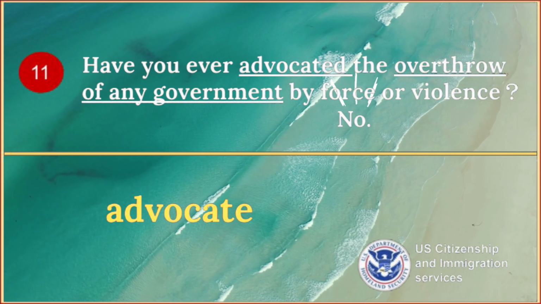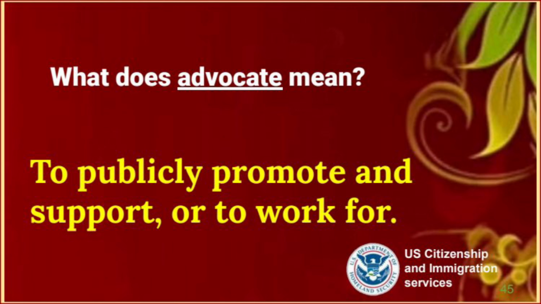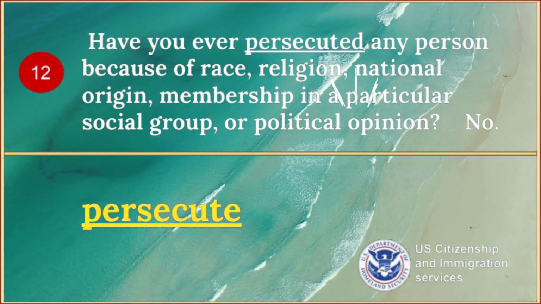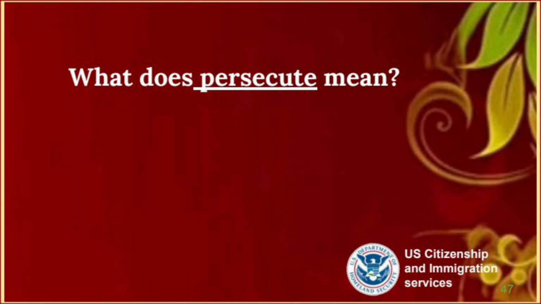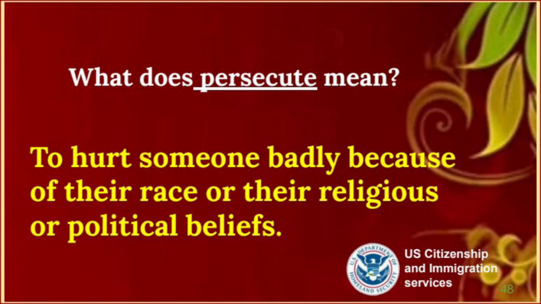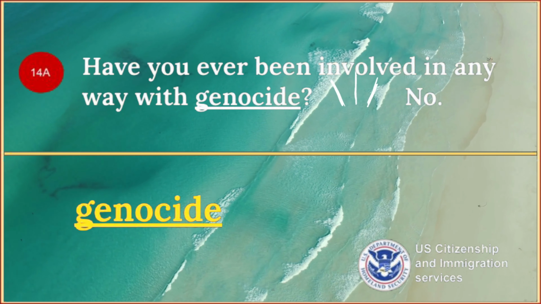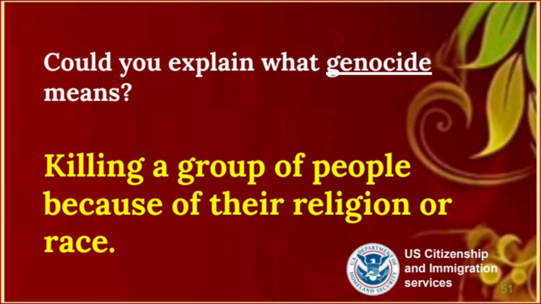Advocate. What does advocate mean? To publicly promote and support, or to work for. Persecute. What does persecute mean? To hurt someone badly because of their race or their religious or political beliefs. Genocide. Could you explain what genocide means? Killing a group of people because of their religion or race.